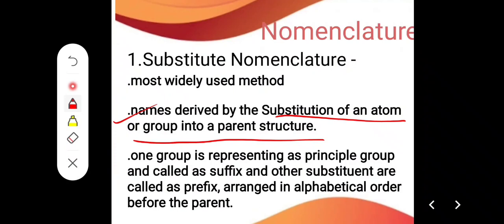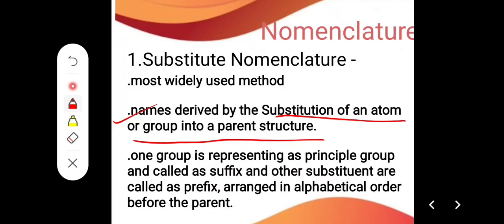So one group is predominant, and that defines the compound as this type of compound. When we consider nomenclature, we have many groups like aldehyde group, keto group, acid group, amino group, aromatic group, and so on. But one group will be predominant, and that is termed the suffix, and the others are considered prefixes. This is the normal method of substitutive nomenclature. And we have to arrange the whole name in alphabetical order before the parent.